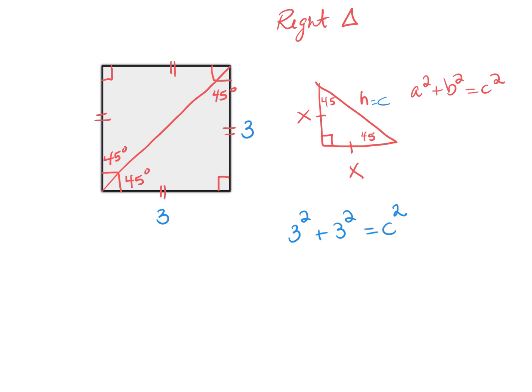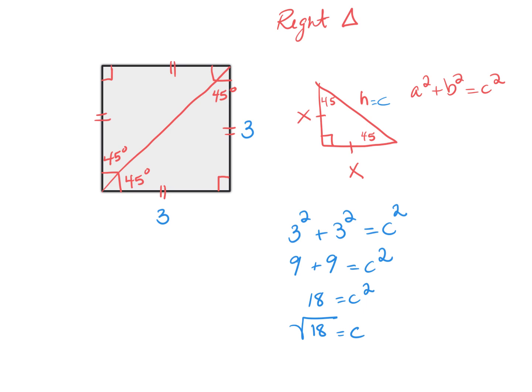So 3 squared is 3 times 3, which is 9. Then add that together, and I get 18. And the last step to solve is always to take the square root. Now we can take the square root of 18 and use it on a calculator to get a decimal number.